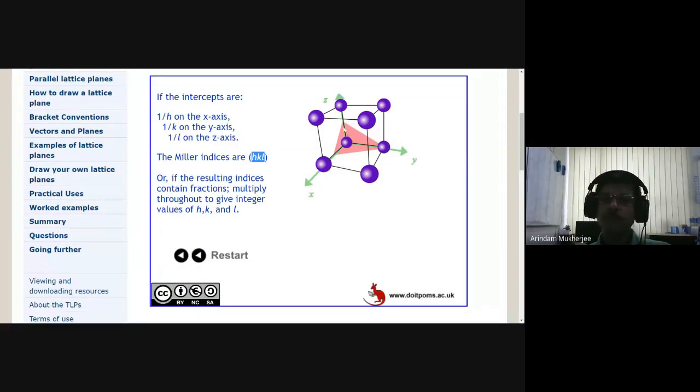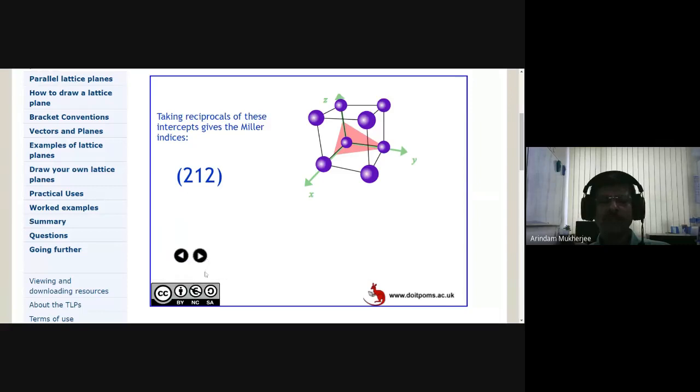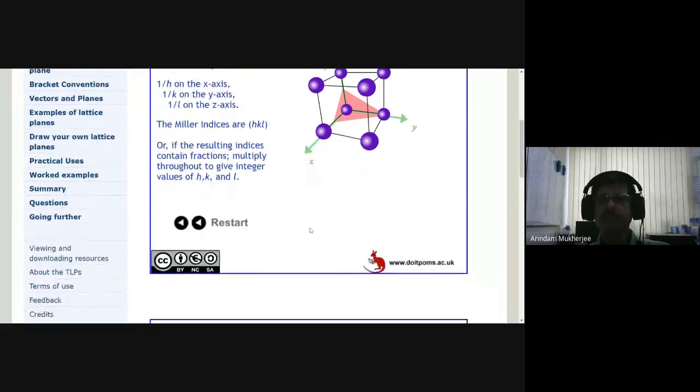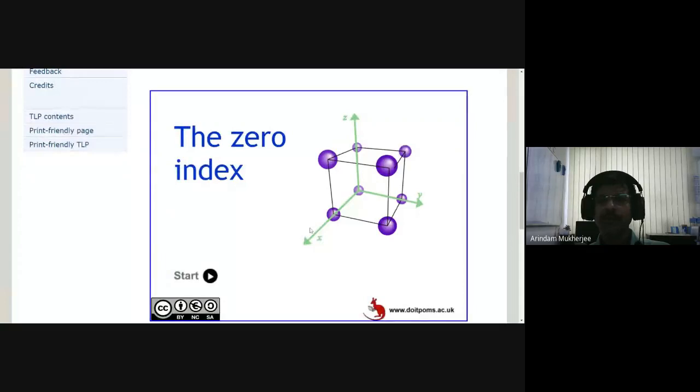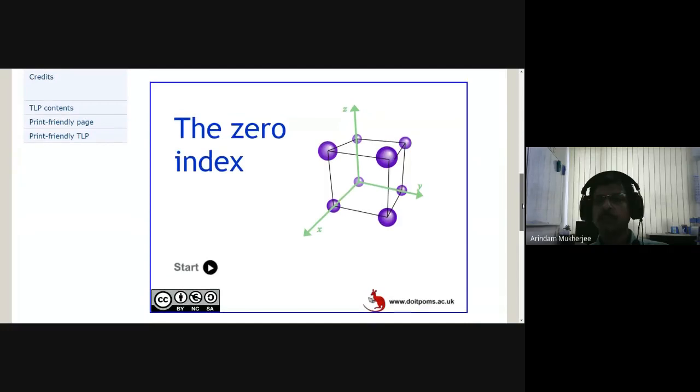I hope you are now able to get this inside your head, that when we have these XYZ Cartesian coordinates, we convert them to A, B, and C, and upon conversion, when you have certain intercepts on X, Y, and Z, you take the reciprocal of those intercepts, and that is your HKL, or like we did 2, 1, 2, the value of HKL, which is the Miller indices. Let's move to parallel planes and other things slowly. So first we start with this thing called the zero index.